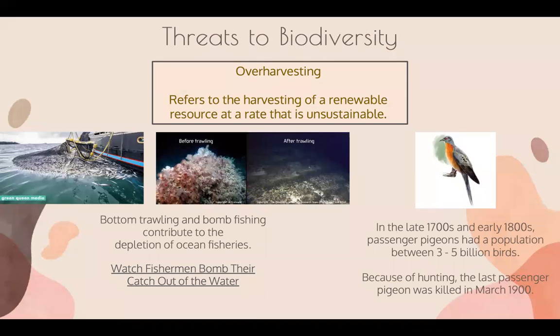So they drop a net, it has weights, it goes to the bottom of the ocean, and then they drag the net along the bottom of the ocean, collecting all of the fish that are in that area. So what you're looking at here is a coral reef before trawling and after trawling. So it devastates the ocean ecosystem. Now, also, if you look at the picture, look at how many fish are in that net, immense amounts of fish.